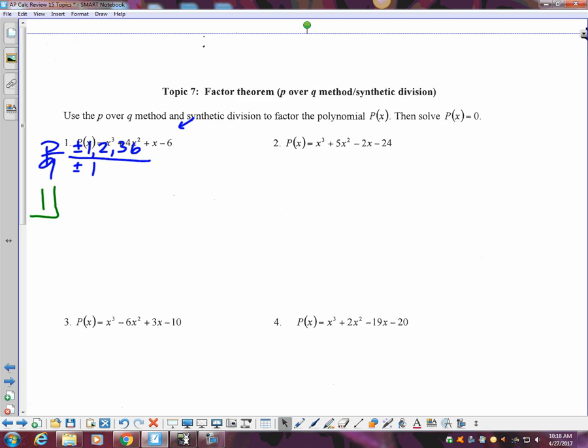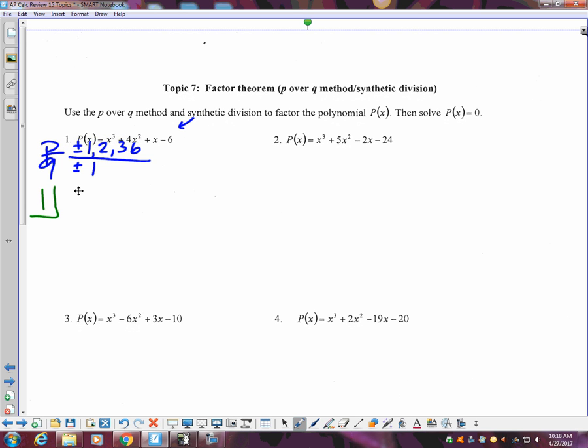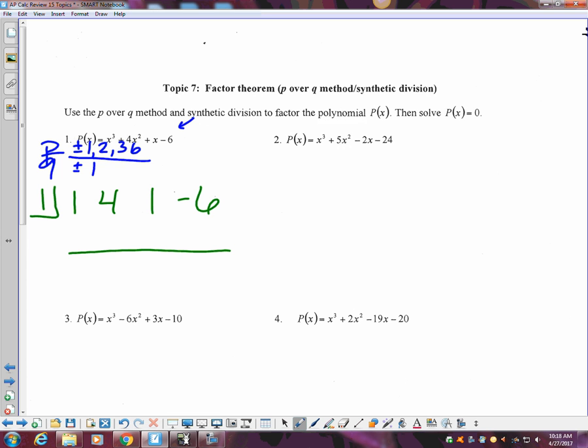Hi, Benjamin. 1, 4, 1, -6. Okay, now if we could only remember how to do synthetic division. Drop the 1. Multiply. 1 times 1 is 1. Add. 5. 5. 6. 6. 0.